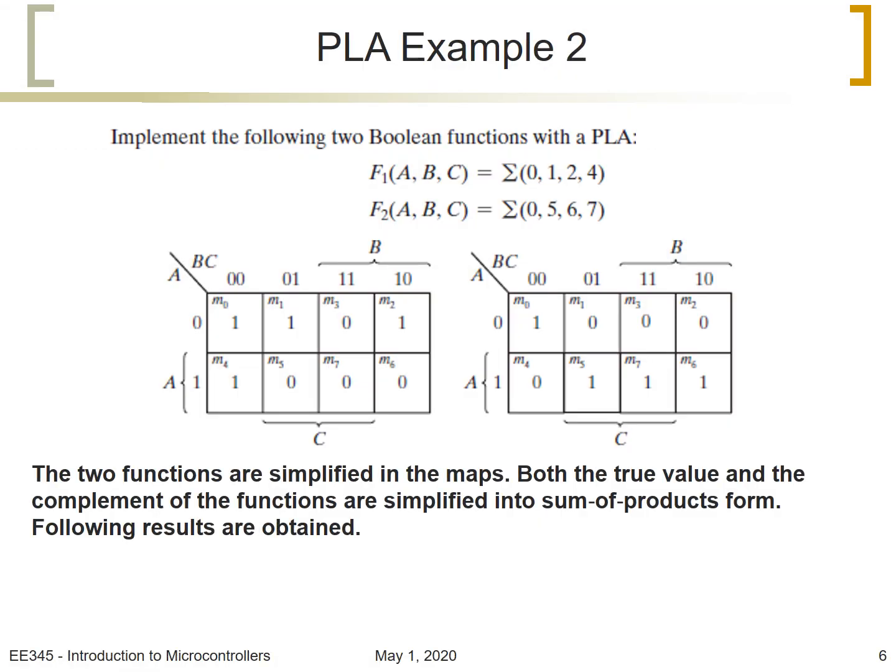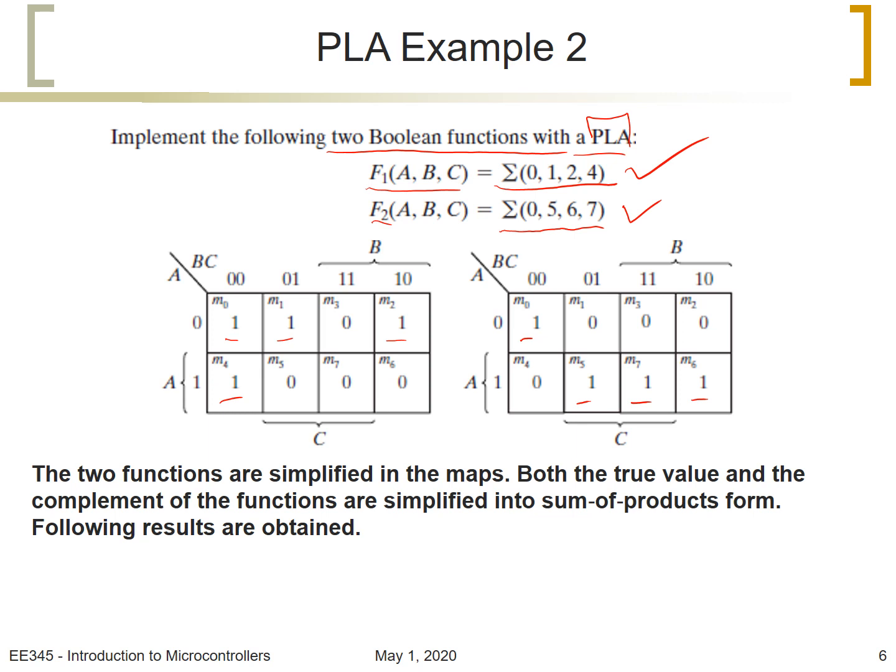Example: it is a normal Boolean function implementation, and it is asking us to implement 2 Boolean functions with a PLA. The first one, F1 equals sigma 0, 1, 2, 4, and F2 equals sigma 0, 5, 6, 7, and each function is a function of 3 variables A, B, and C. So we construct 2 Karnaugh maps, one for F1 and the other for F2. F1 will contain minterms M0, M1, M2, and M4 here, and the other one M0, M5, M6, M7.